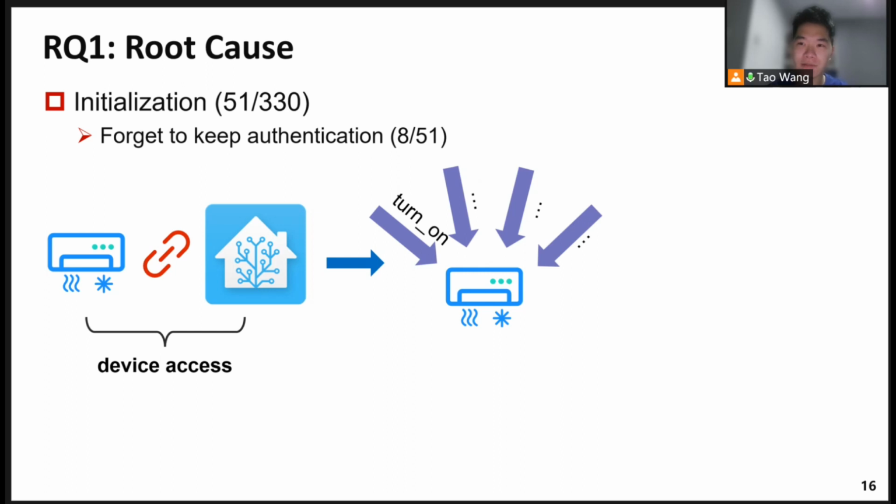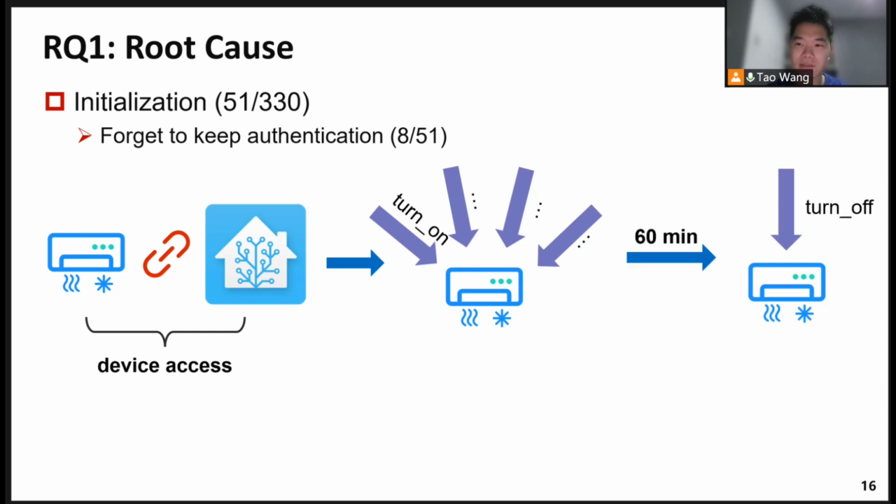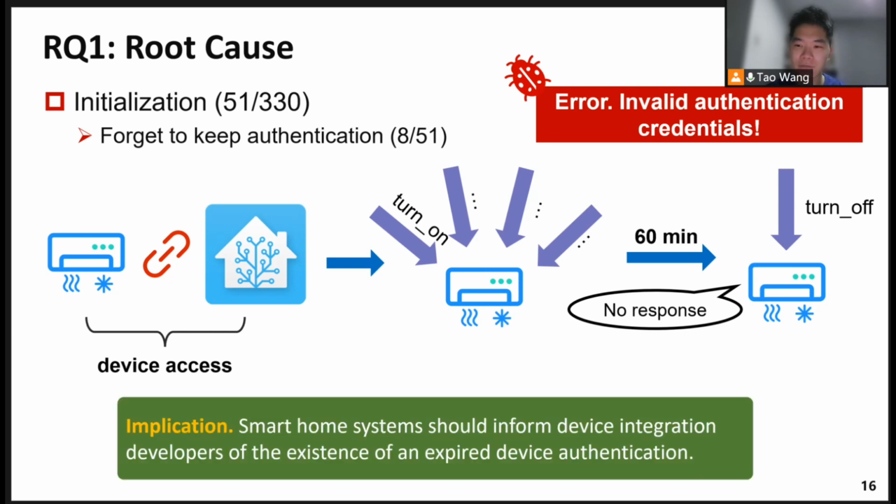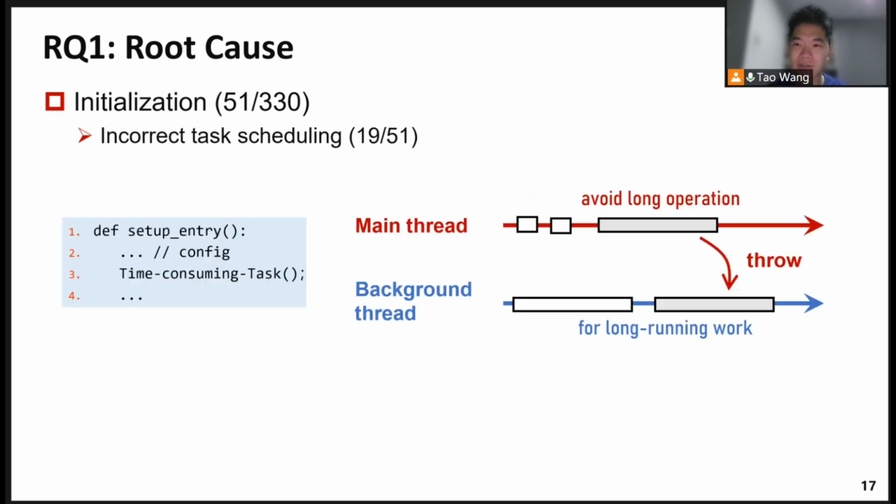Developers can forget to keep the authentication of the device. Users can operate the target devices after connecting the device to the system. However, after 1 hour, when the user wants to turn off the device, it does not give any response, and the system throws an error: invalid authentication credentials. Therefore, smart home systems should inform device integration developers of the existence of an expired device authentication.